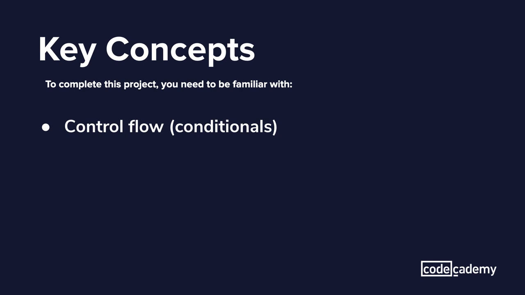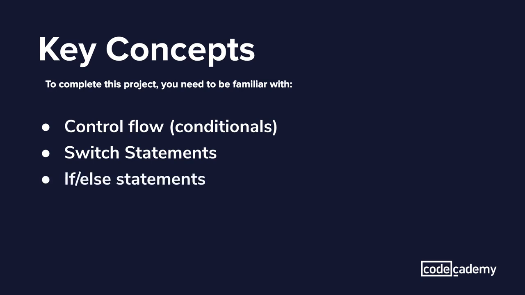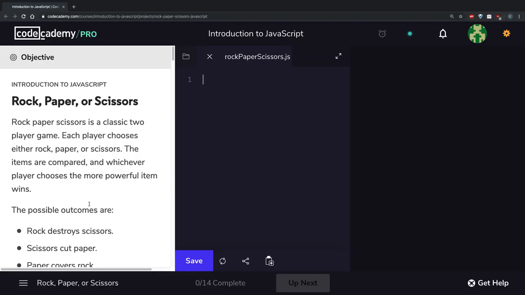We're also going to be working with switch statements, which are used to perform different actions based on different conditions. And lastly, we're also going to be looking into if-else statements, which are similar to switch statements. They are also conditional statements that are used to perform different actions based on different conditions. Each have their own use cases. We'll be using both for this project. So without further ado, let's go ahead and get started.